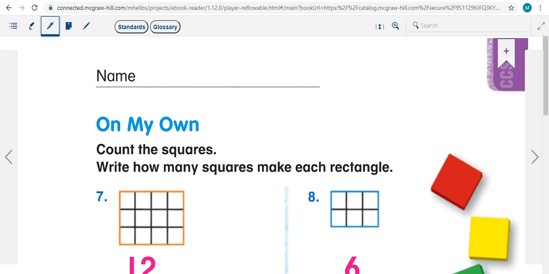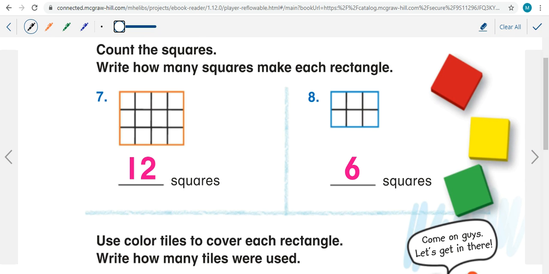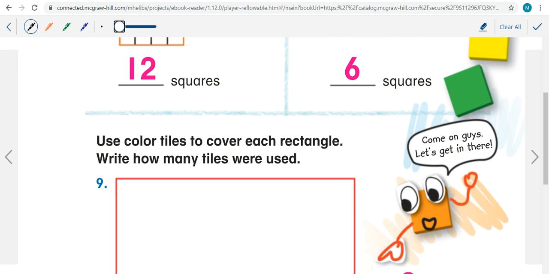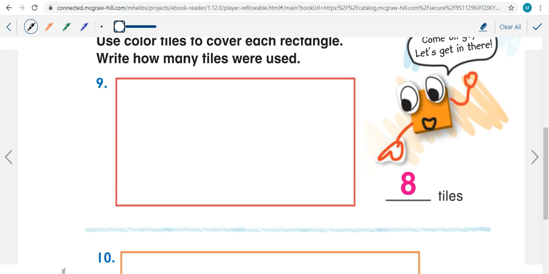Count the squares. Write how many squares make each rectangle. Okay, number 7, there are 12 squares. You just need to count them. Number 8 has 6. Use colored tiles to cover each rectangle. Write how many tiles were used. So to cover this rectangle, we need to make 8 tiles.